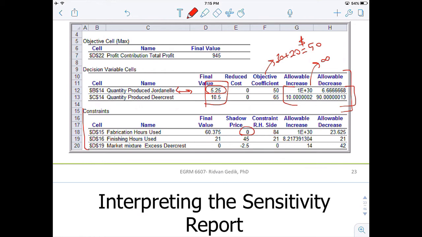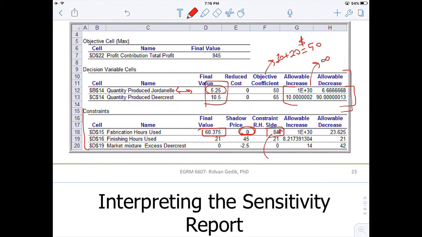For the fabrication hours constraint, you see that this is a non-binding constraint, right? And we know that because the left-hand side is strictly less than the right-hand side, we still have slack available in this constraint. If you see a positive slack in a constraint, then the shadow price is always going to be 0. Remember the shadow price definition: how much improvement you can get in the objective function, meaning the total profit, by increasing the right-hand side value of this constraint by 1, right?